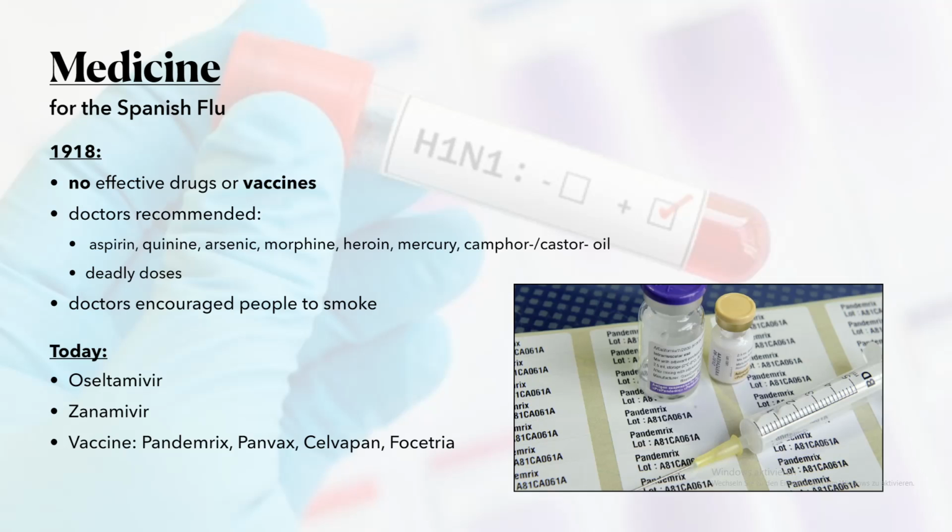Unfortunately, there were neither effective drugs nor vaccines which could cure the patients at that time. Doctors recommended taking aspirin, quinine, arsenic, morphine, heroin, mercury, and camphor or castor oil, all in deadly doses. People actually died more when taking any of these substances with those doses. Also, doctors encouraged people to smoke because smoke was supposed to kill the germs in the body. Well, that was a lie.